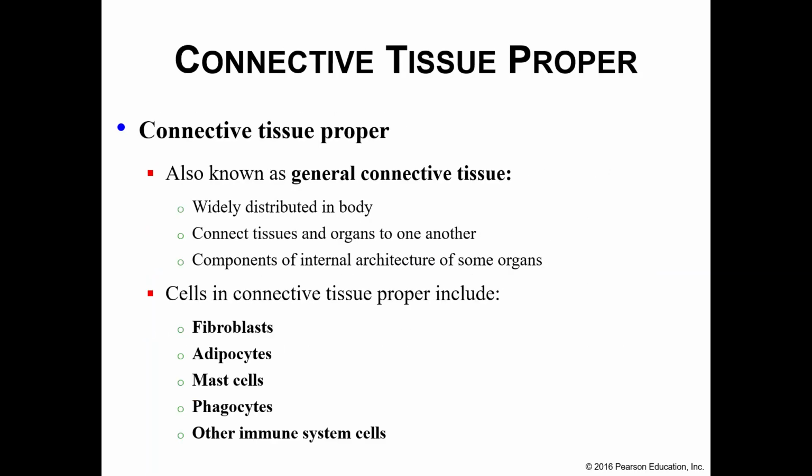So we mentioned that we have two main categories, our first being connective tissue proper. Sometimes these are also referred to as general connective tissues. So whatever terms you prefer. You find these very widely distributed throughout the body. These are the ones that are going to connect your tissues and organs to each other, and it also provides an internal architecture for some organs. Some of the cells that we're going to see over and over and over, we've got fibroblasts, adipocytes, mast cells, phagocytes, and even some other immune system cells as well.